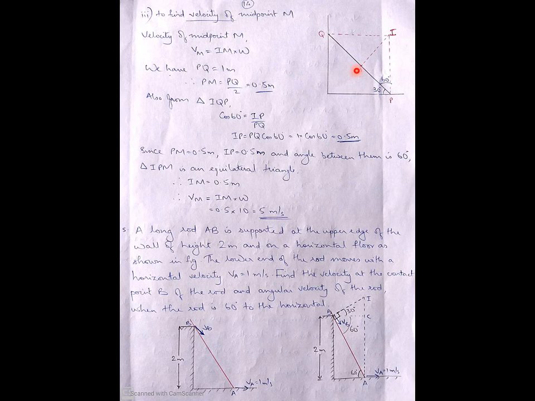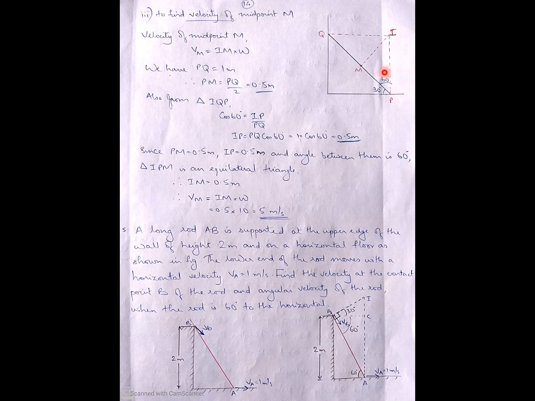Now from this triangle IQP, what is cos 60? We will be solving for one of the sides; here we are finding this IP value. So what is cos 60 from this outer triangle IQP? Cos 60 is adjacent side divided by hypotenuse, which is IP divided by PQ. PQ value is known to you, so you will be getting IP is also 0.5 meter, which means this PM distance is 0.5 meter.